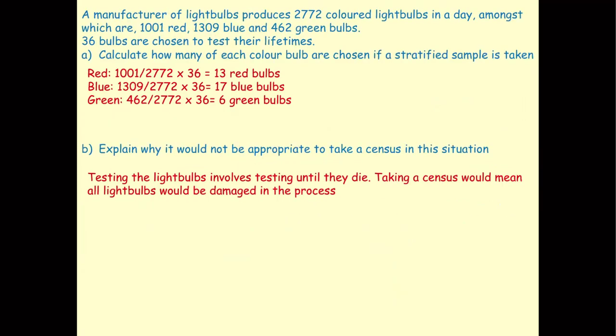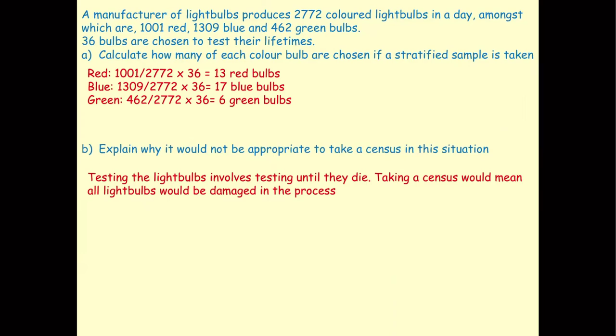Third question, a manufacturer of light bulbs produces 2,772 coloured light bulbs in a day, amongst which are 1,001 red, 1,309 blue and 462 green. 36 bulbs are chosen to test their lifetime. So our sample size is 36. How many of each colour bulb are chosen if a stratified sample is taken?